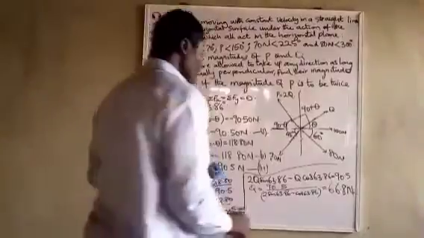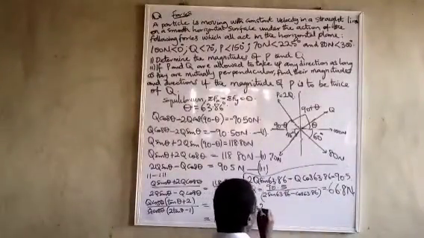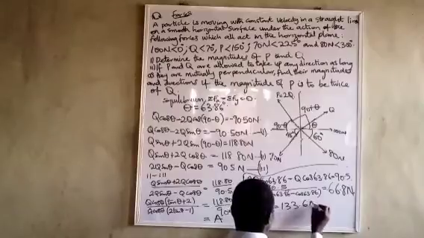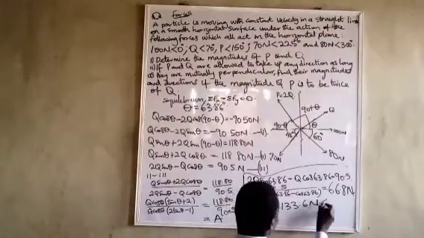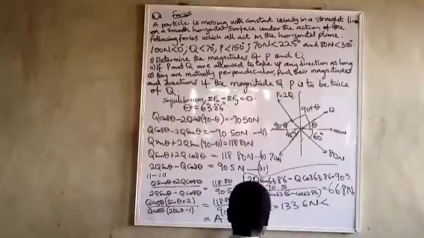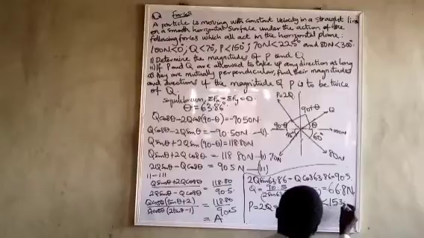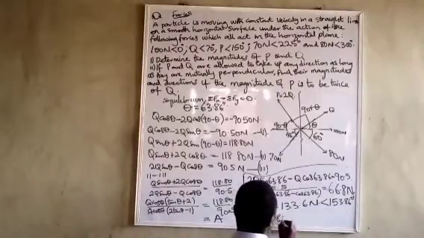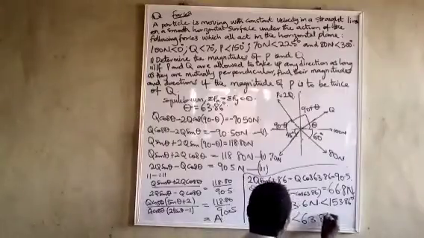So Q is equal to 66.8 Newton in this instance, and P is equal to 2Q, which is equal to 133.6 Newton. The direction for P is equal to 63.86 plus 90, and that will be 153.86 degrees. Q equals 66.8 Newton. Direction 63.86 degrees.